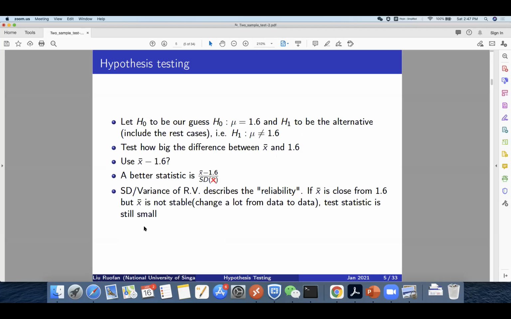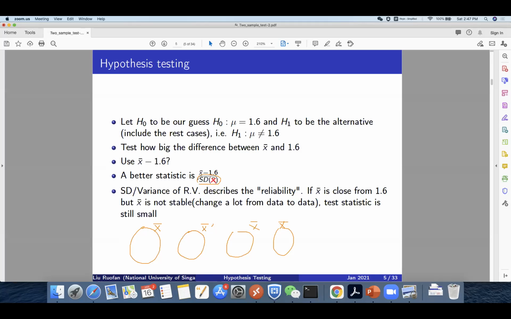For example, I have a set of observations x1 up to xn. Then from this pool of data, I can estimate an x bar. But if I sample another n observations from the population, then I will have another estimate for x bar. So I can do this repeatedly, and then we'll have a different x bar each time. If I observe that my x bar fluctuates a lot from data to data, that means if I observe a really high difference between x bar minus 1.6, maybe it is just out of luck.